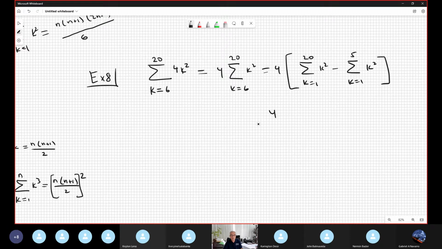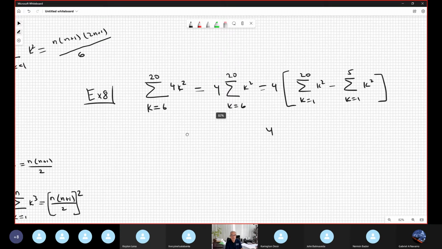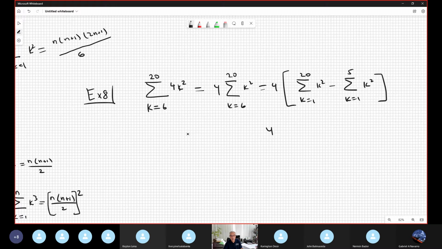So 4 and the formula. Look at the formula. The formula is weird. This is the most popular formula in calculus. It is n, que es 20, multiplied by 21, multiplied by 41. Where does 41 come from? 20 times 2 is 40 plus 1 is 41. Divided by 6. Minus. The second guy is 5 multiplied by 6, get 1 more, and 11, no, 11. Where does 11 come from? 11 is 5 times 2 is 10 plus 1 is 11, divided by 6.